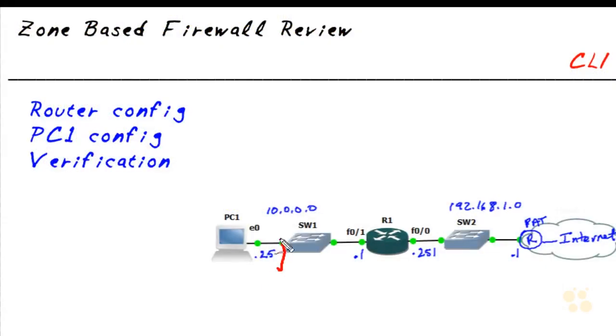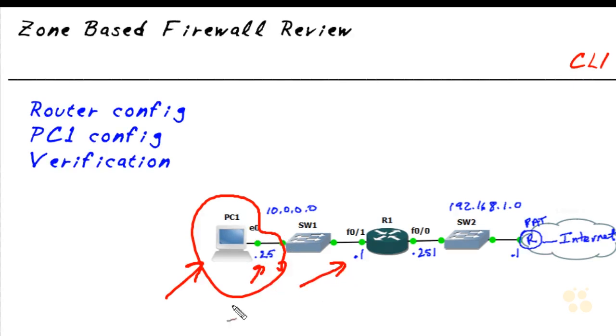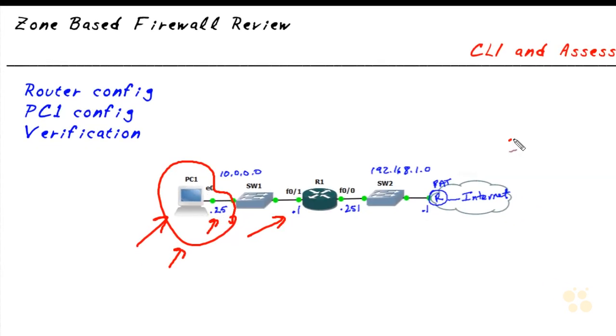Next, let's go to our virtual PC here, being provided by GNS3's virtual PC simulator, and give it the IP address of .25 with a default gateway of .1. We can also configure PC1 to use a DNS server. In fact, let's tell it to use 8.8.8.8. And that IP address represents a lot of DNS servers that are being provided by Google.